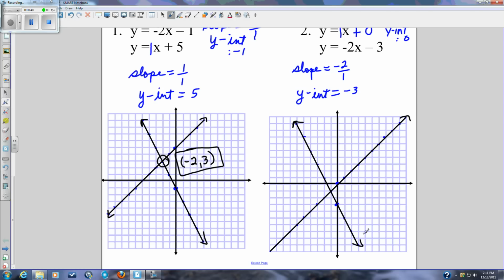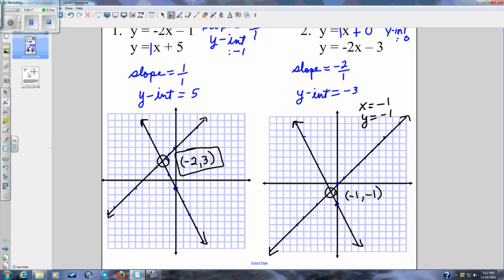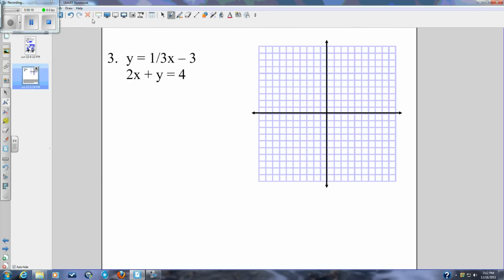Put arrows on the ends of your lines to show that they're infinite. And I'm going to circle the point where the lines meet. It appears to be the point -1, -1. So basically that means that x is -1 and y is -1. And those two values will satisfy both equations. Okay, so now we are going to move on with another example.